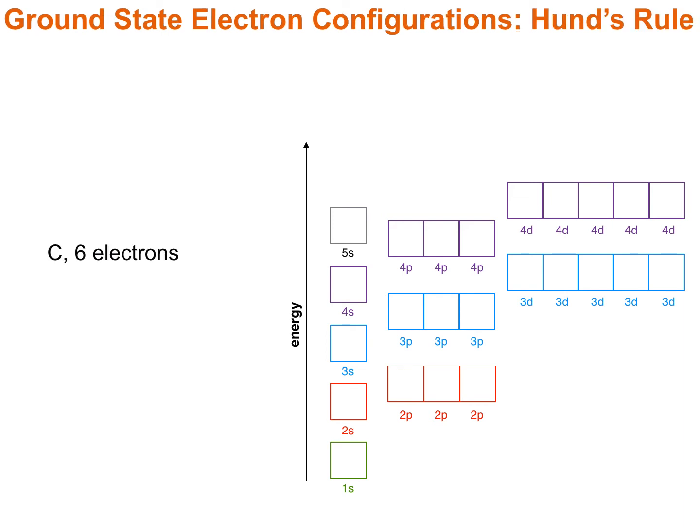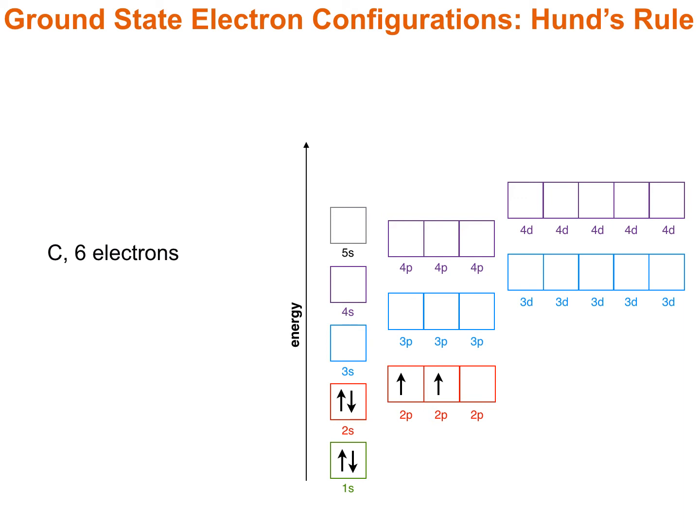All right, carbon. Carbon has 6 electrons. So again, the first 5 electrons are essentially going to look the exact same as they did for boron, right? 2 are going to go in the 1s, 2 are going to go in the 2s, 1 is going to go spin up in a 2p. Now here's the other big thing. This is Hund's rule, okay?